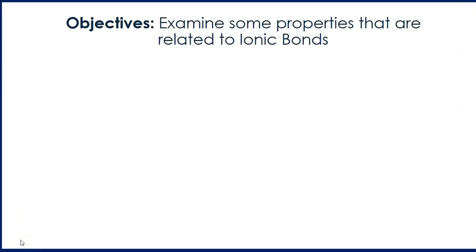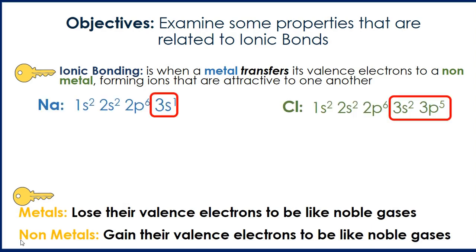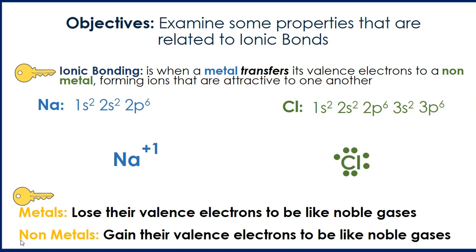In this video, we're going to examine some properties that are related to ionic bonds. So we started by talking about ionic bonds, and we know that an ionic bond is when a metal transfers its valence electron to a nonmetal, forming ions that are attracted to one another. In this example, sodium is going to transfer its valence electrons to chlorine, ultimately producing a positive 1 charge. Chlorine is gaining 1 electron, so it is going to have a negative 1 charge.